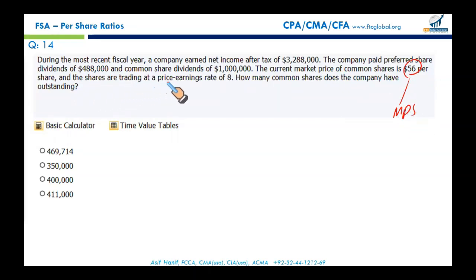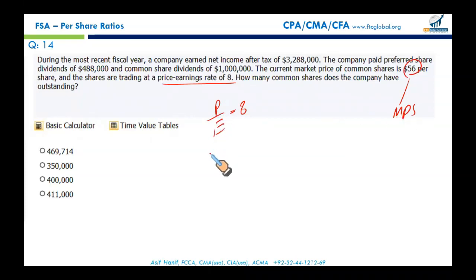And the shares are trading at a price earning multiple of 8. How many common shares does the company have outstanding? Number of shares. So what should be the starting point? If you take this P/E ratio as the starting point, the market price is given, so we can work this out.